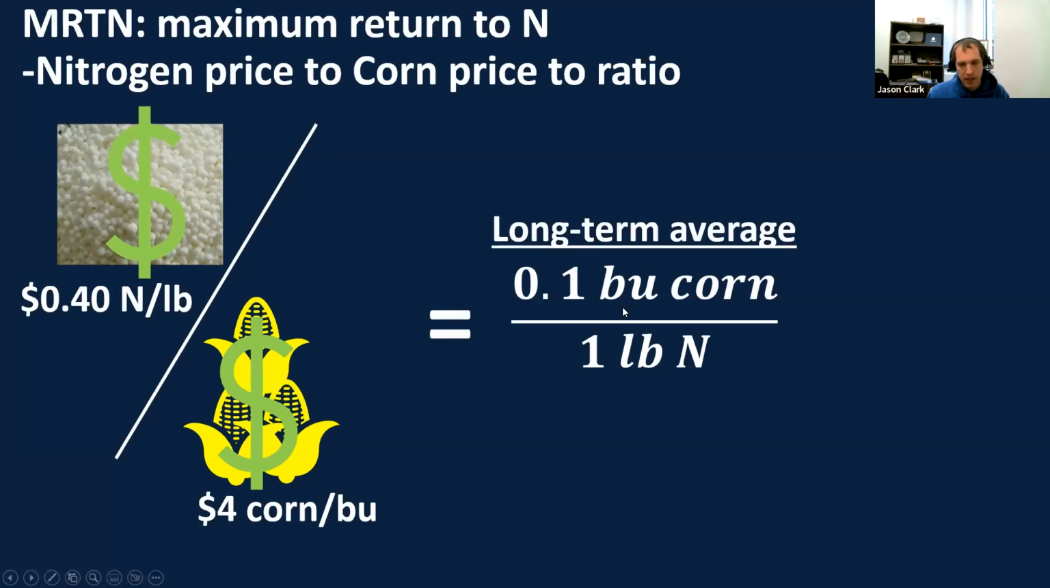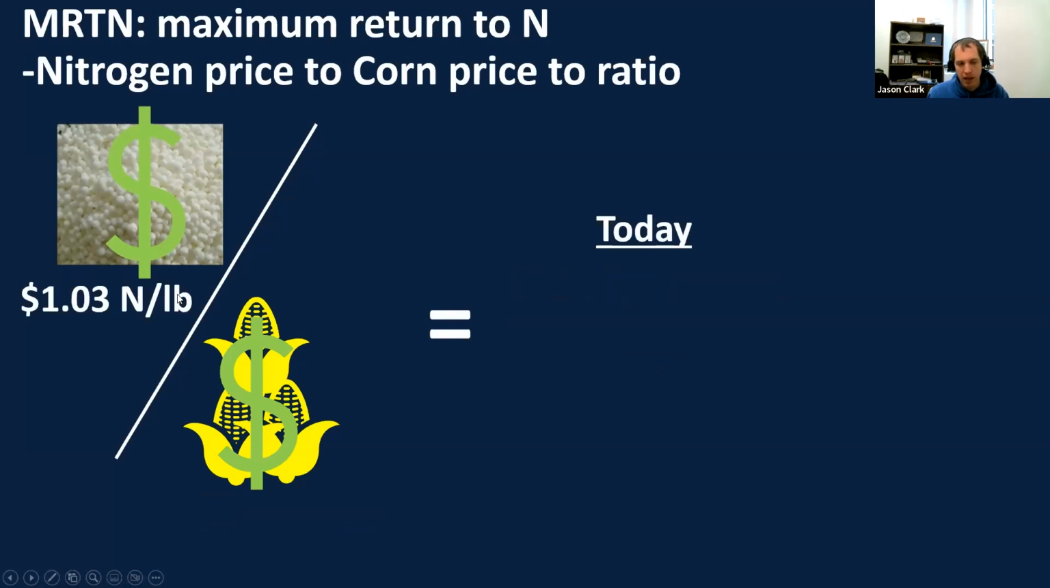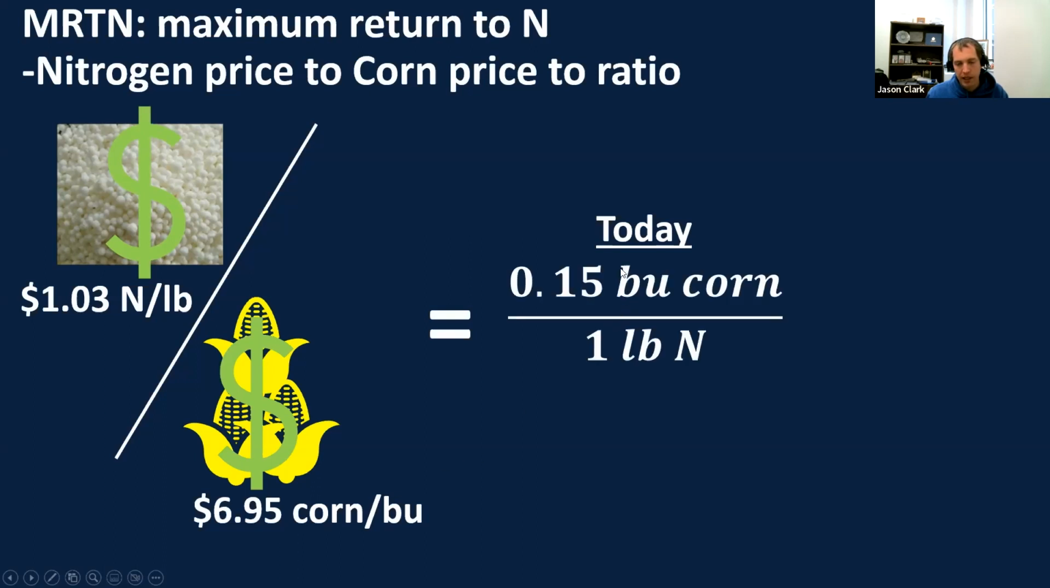But for today's prices, we're looking at $1.03 N and $6.95 corn. So for every pound of N, we need to increase by 0.15 bushels of corn. To look at that with bigger numbers, for every 40 pounds of N you apply, you need an increase of 6 bushels per acre, if we upscale those values.